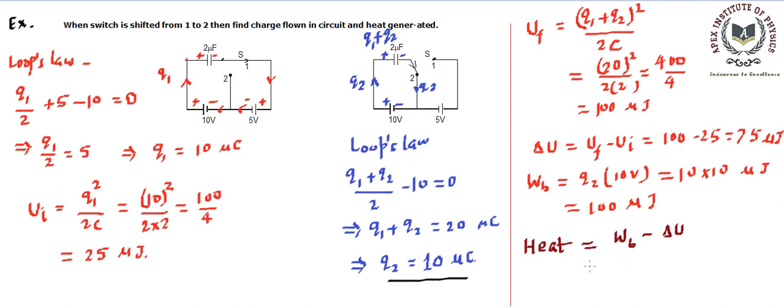So we have got this work done as 100 microjoule minus 75 microjoule. So this is our answer. We can say the heat produced in this particular example is going to be 25 microjoule, and that's going to be equal to the difference between the work done by the battery and the change in stored energy.